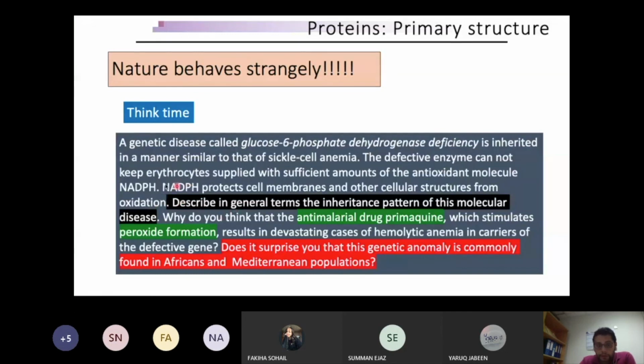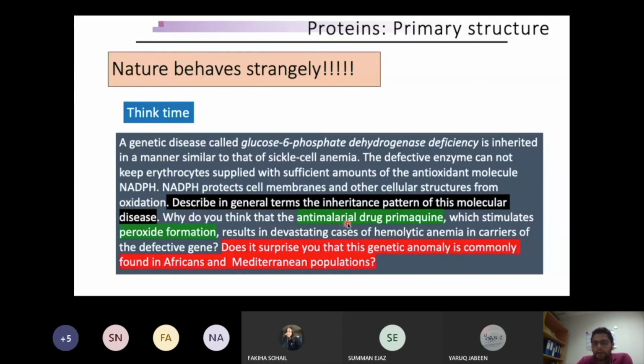अब आप लोगों का काम क्या है, अब ये देखिए मैंने बताया कि एक जेनेटिक डिजीज है जिसको हम ग्लूकोज 6 फॉस्फेट डिहाइड्रोजनेज डेफिशिएंसी कहते हैं, जो सिकल सेल की तरह ही ऑर्गेनिज्म के अंदर चलती है। जो डिफेक्टिव एंजाइम है वो एरिथ्रोसाइट्स को एंटीऑक्सीडेंट्स नहीं दे पाता। एंटीऑक्सीडेंट के बाद NADPH, ये एंजाइम आपके सिंगल कार्बन मेटाबॉलिज्म के अंदर इंपॉर्टेंट है। So describe in general terms the inheritance pattern of this molecule. ये इनहेरिटेंस पैटर्न कैसे वर्क कर सकता है इन जनरल टर्म?